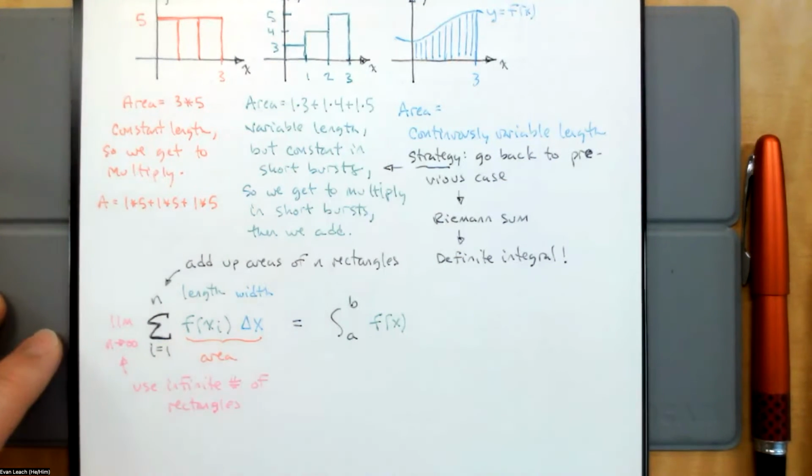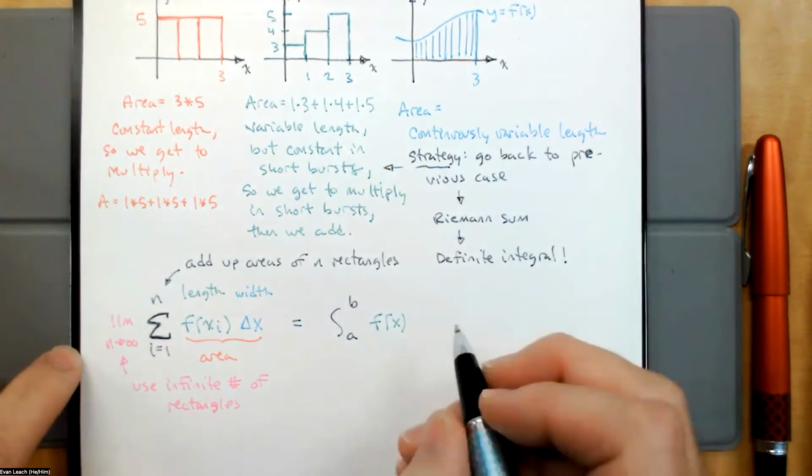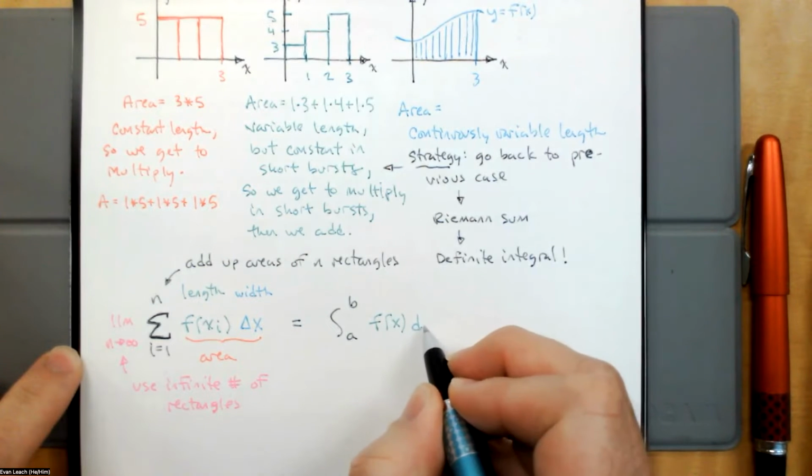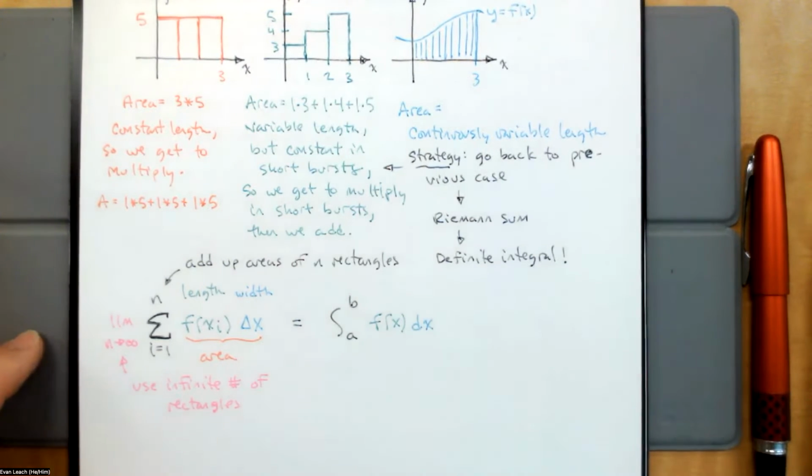The delta x, we're going to do the same thing that we did with the slope, where slope is delta y over delta x. The derivative is dy over dx. When those deltas become infinitely small, we call them dy and dx. And that's the same kind of dx that we have here. It's infinitely small width. So this f of x times dx is still an area.